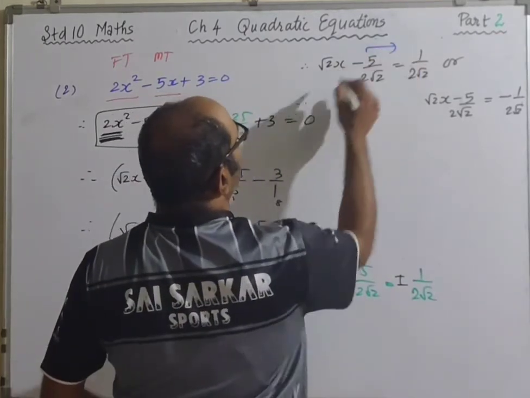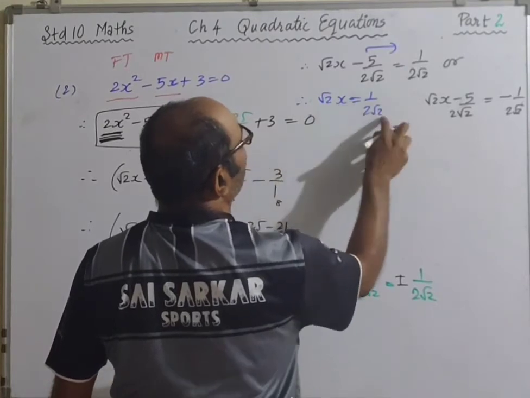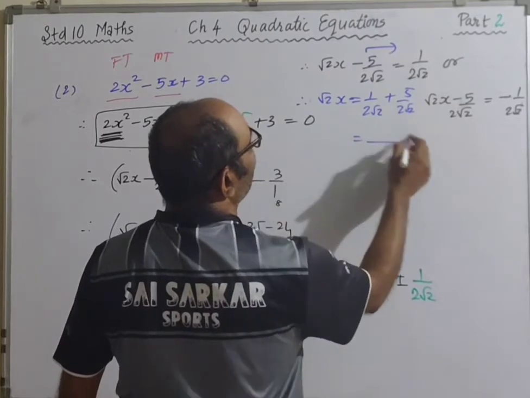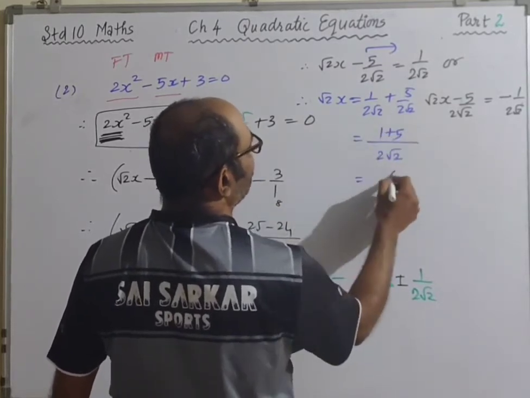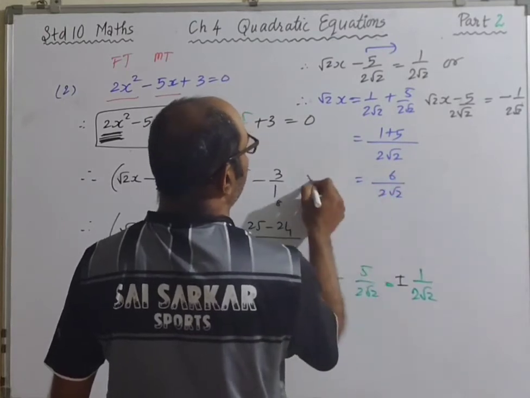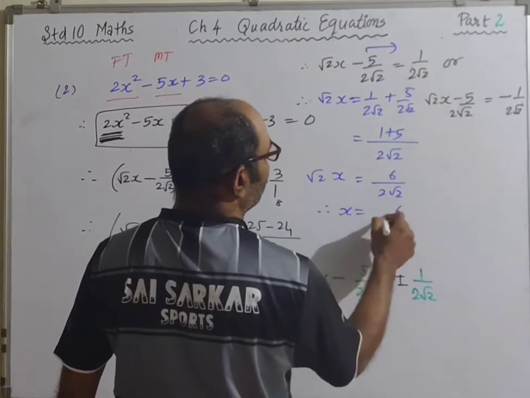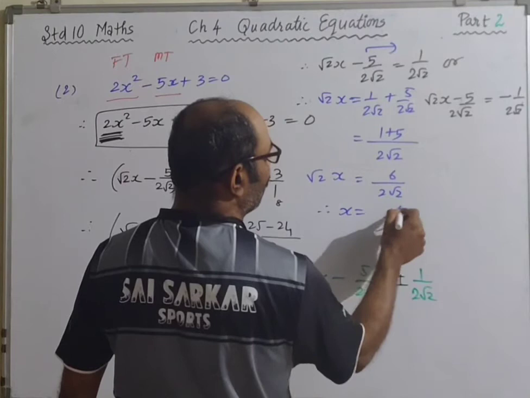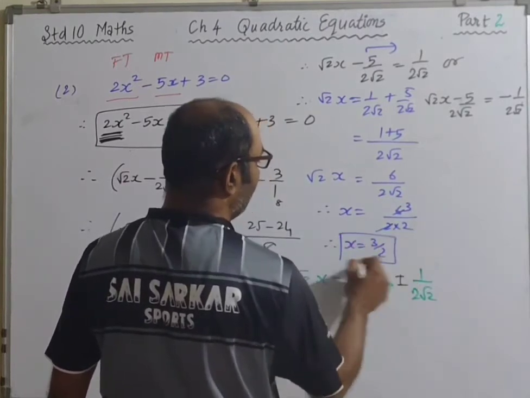Therefore, take this term on the other side. Root 2x is equal to 1 upon 2 root 2, which is already on the right hand side, and this plus 5 upon 2 root 2. Like denominator, this much work became easy. 1 plus 5, that is 6 upon 2 root 2, that is root 2x. Take root 2 down. x is equal to 6 upon 2 into root 2 into root 2, 2 is 2. 2 1s are 2, 2 3s are 6. Therefore, x is equal to 3 by 2.